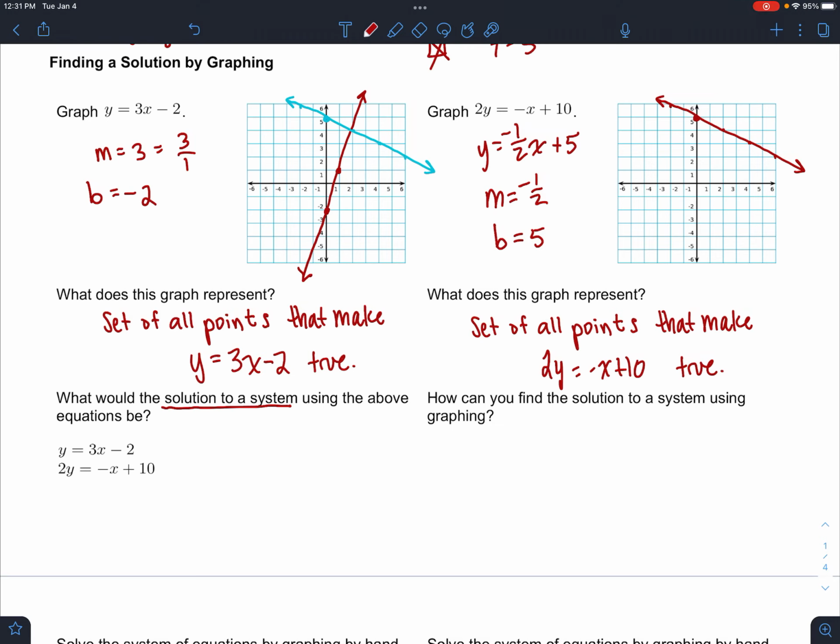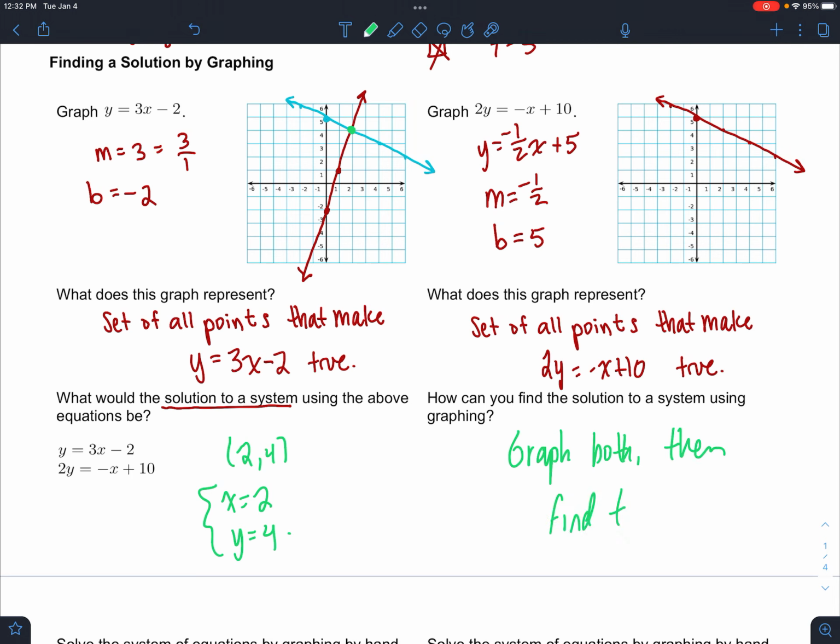Again, remember, the system has a solution if it satisfies both. Or in other words, is it on both lines? And yeah, this is definitely on both lines. Right here at that intersection, it looks like 2, 4 is the answer. In other words, x equals 2 and y equals 4. Because that's the intersection. Whenever we have intersecting lines, the intersection point is the solution. So to find a solution, go ahead and just graph both of them, and then find the intersection.